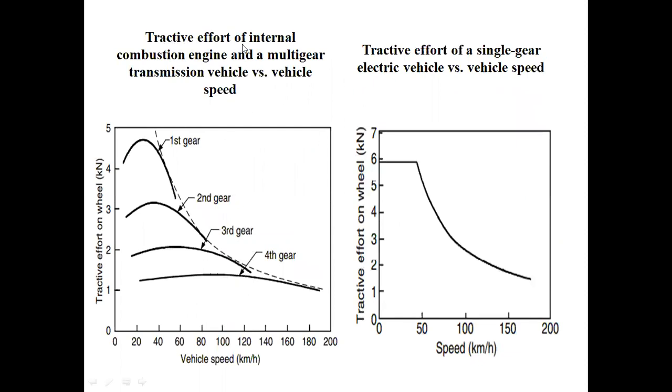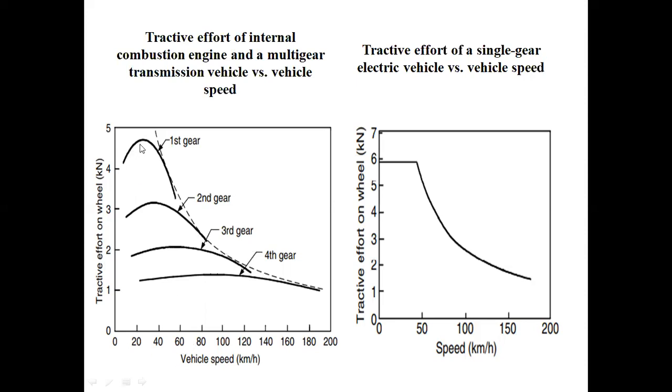This is the tractive effort of an internal combustion engine and multi-gear transmission vehicle. Here multi-gear transmission and here vehicle speed. This is the tractive effort on the wheel in kilowatts. This is the tractive effort of the internal combustion engine and multiple gears: first gear, second gear, third gear, and fourth gear. Next, the X-axis is speed and the Y-axis is tractive effort and gears.